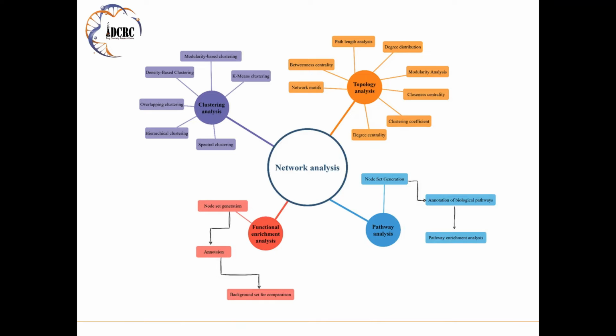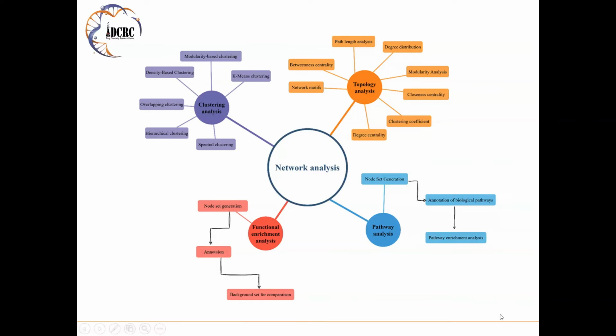Then there are different measures to perform the topology analysis, like the degree, which means how many nodes are connected, then the clustering coefficient, and path length analysis. As I told you, a particular task can be performed by using different pathways in biological systems. So what is the shortest path by which a task can be attained? This can be found by the path length analysis.